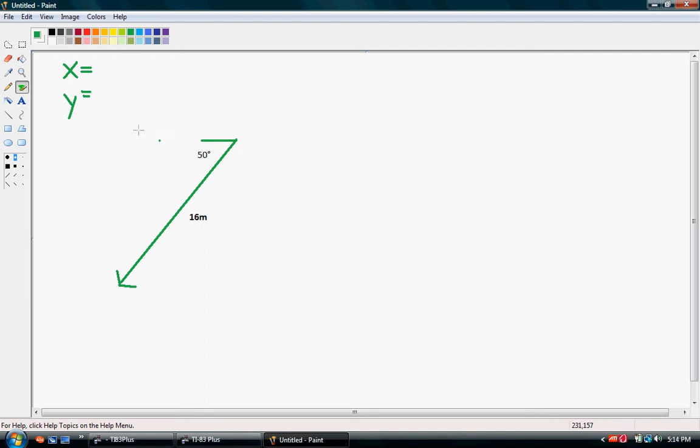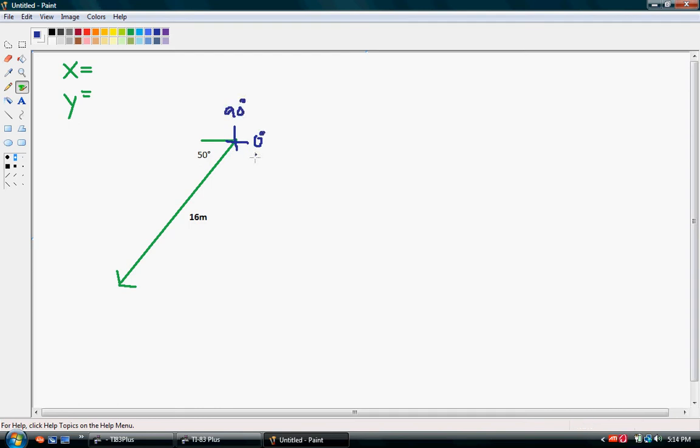Here we need to find, given the length of a vector and an angle, what the x component is and what the y component is. So first of all, we need to make a couple of notes about what we expect our data to look like. If we establish our coordinates, we know that 0 degrees is right here.